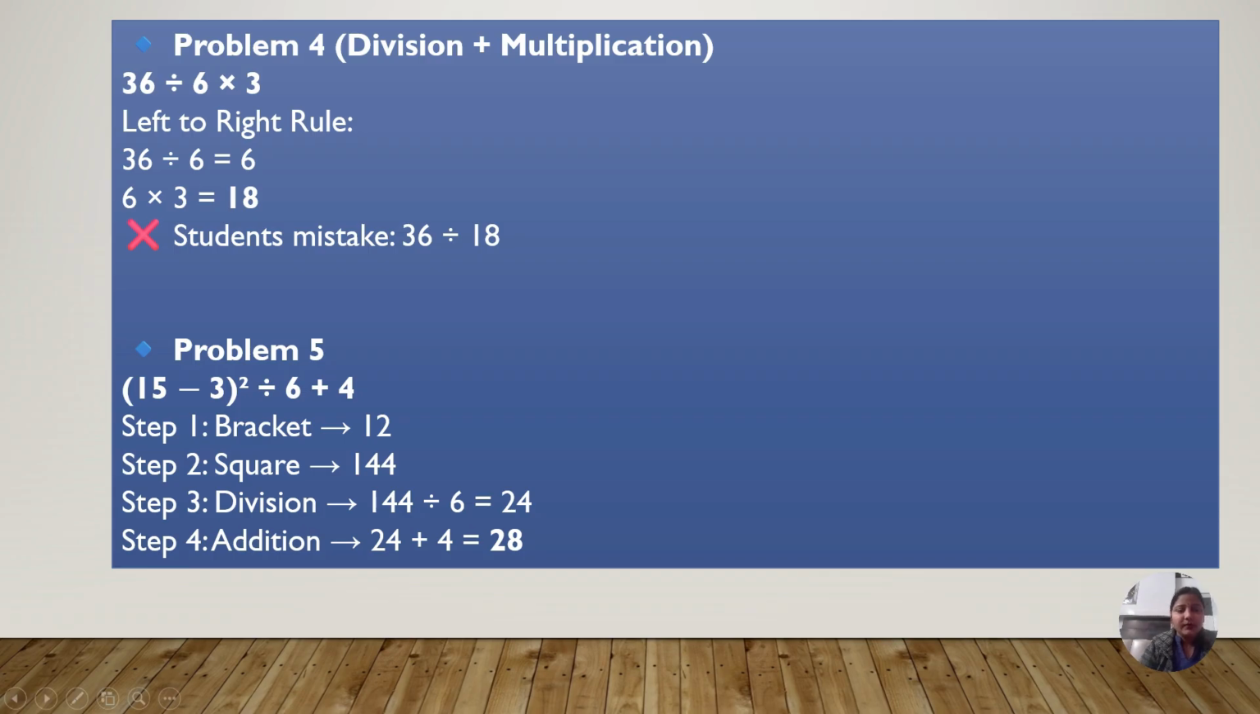Next, solve another problem. What do you need to solve first? We look for firstly the bracket. When you solve it, 15 minus 3, you get 12. Square of 12, you will get 144. When we divide 144 divided by 6, you get 24. Then you need to add, you will get 28 after adding.